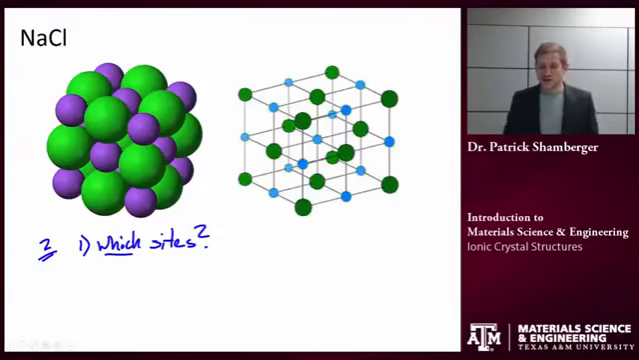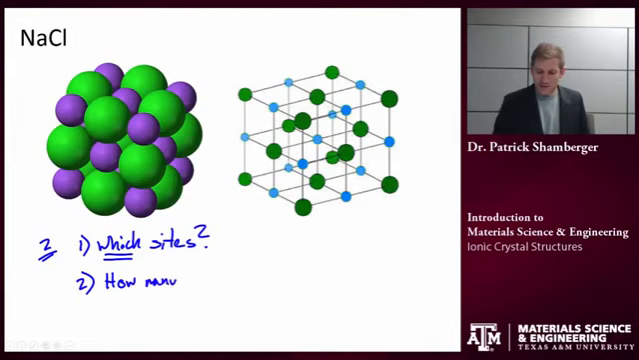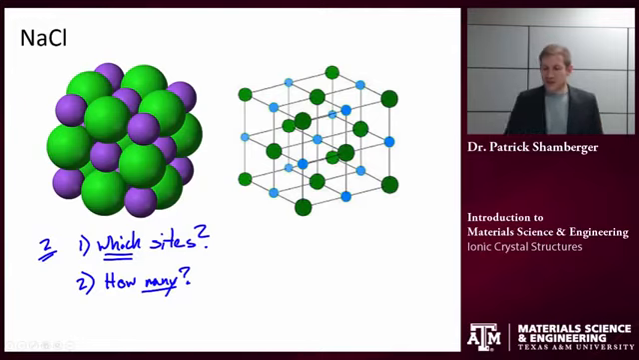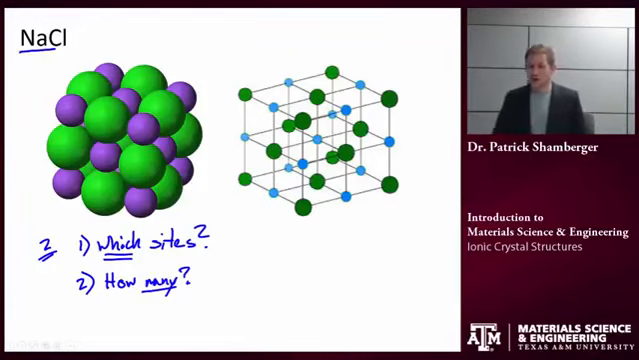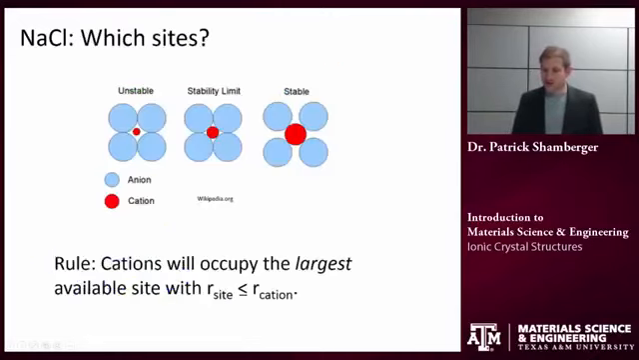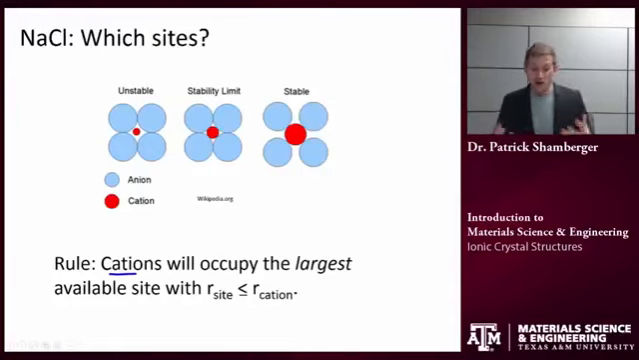And that comes down to the relative size of the two different materials. So the second point then is how many. So how many of those sites are occupied? This ultimately comes down to the stoichiometry, how many anions per cation, and how many available sites are there in a particular lattice. So let's keep working through this example. The first question I said, which sites? Now there's a rule, and that rule is that cations will occupy the largest available site that is less than or equal to their size.